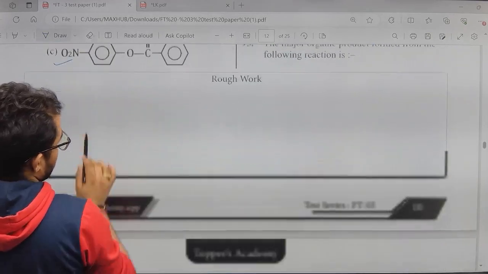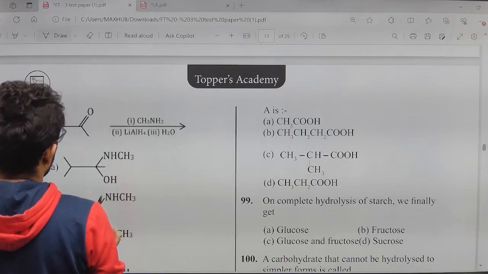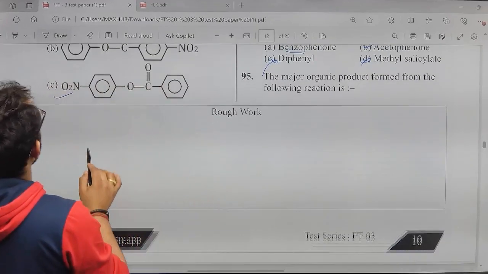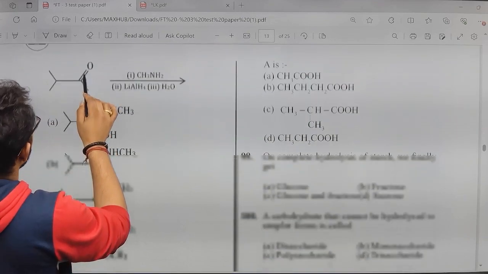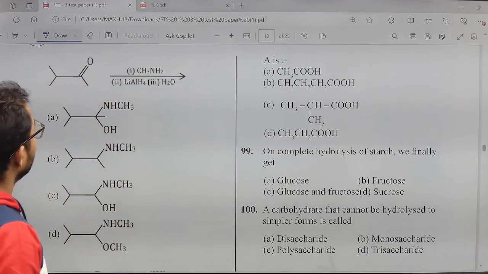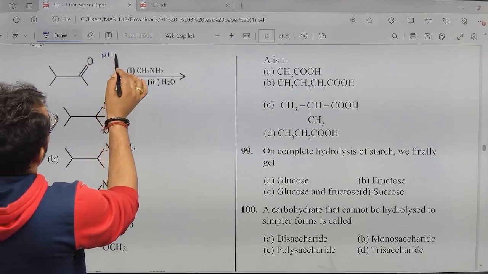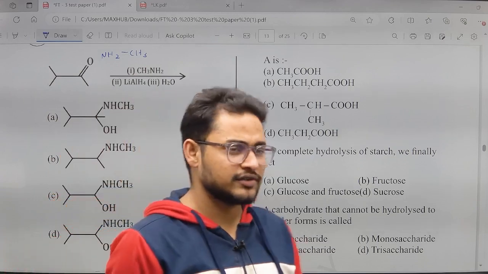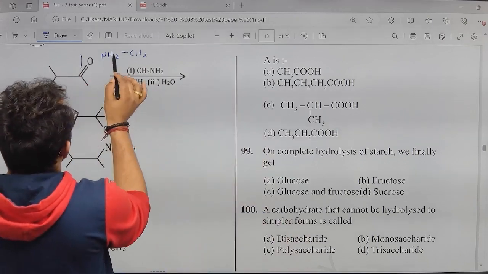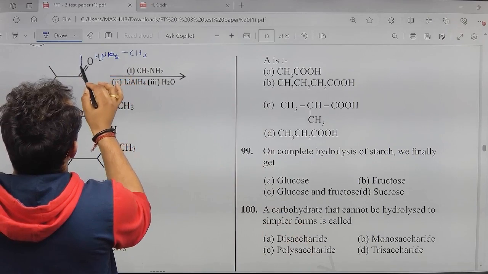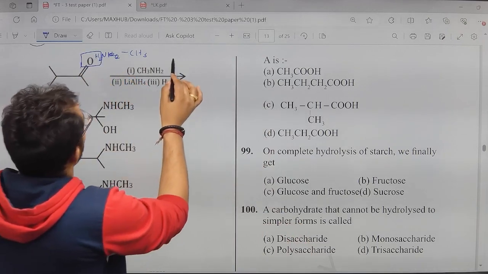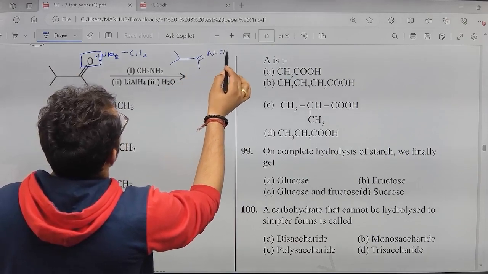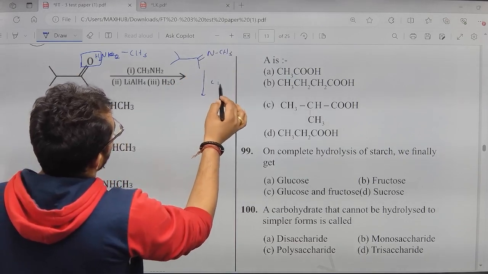Now question number 95. The major organic product of the following reaction. If you will see here, NH2CH3, we know that amine and the reaction of aldehyde and ketone. It is ketone, by the way. I can write NH2 in this way, and there will be a removal of water. Imine is going to be formed in this reaction in the first step. N-CH3, okay, imine. And now reduction by LiAlH4.